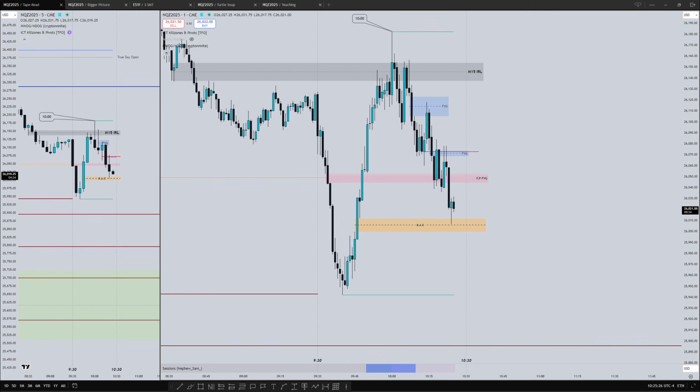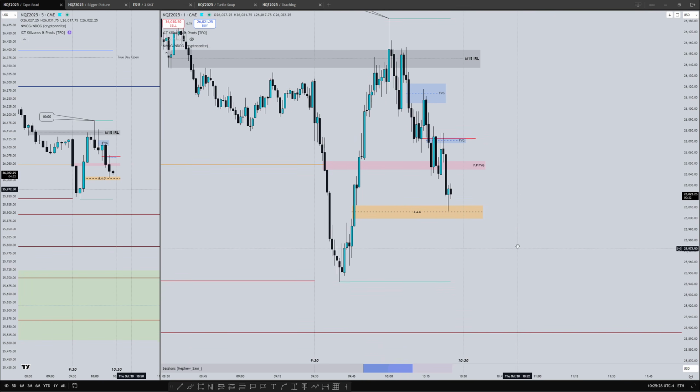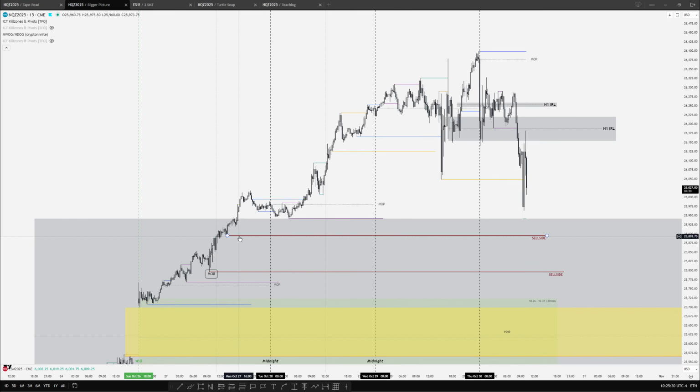Sorry, I'm typing this up in prophecy chat. Crosshairs would be the PM session low from Monday. Main target or daily low would be AM session low Monday, liquidity void, and new week opening gap for the week.